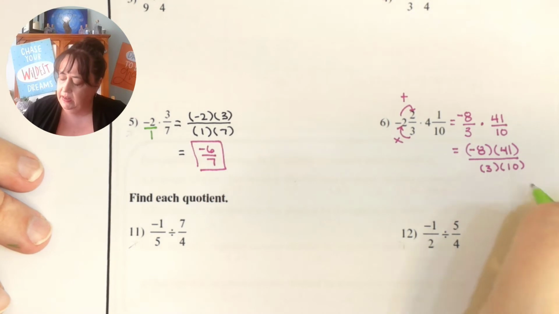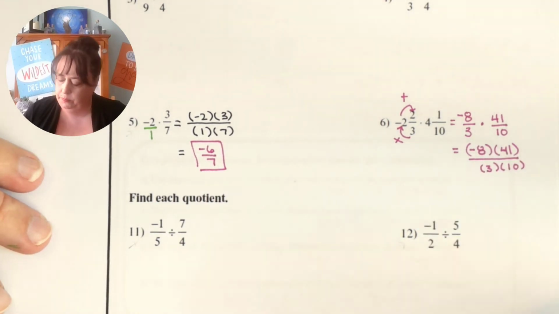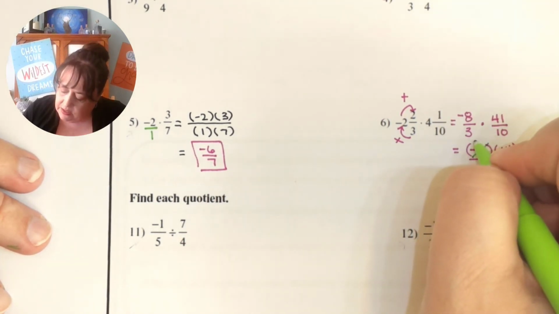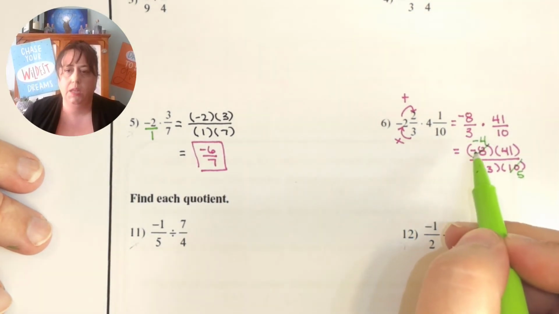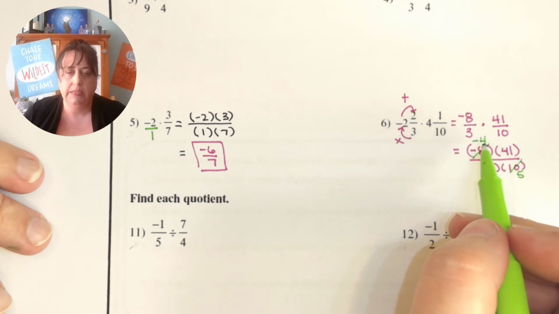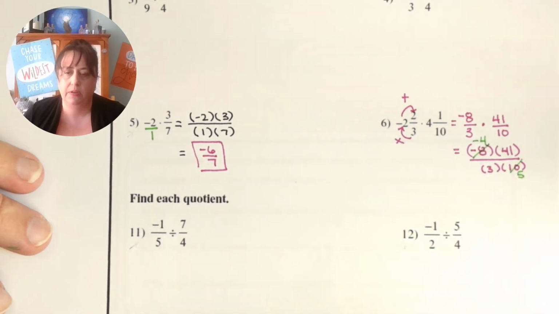I know for a fact that 8 and 10 have a common factor of 2. If I did that, this would be -4, and this is going to be 5. -8 divided by 2 is -4. 10 divided by 2 is 5. A little bit nicer to work with.